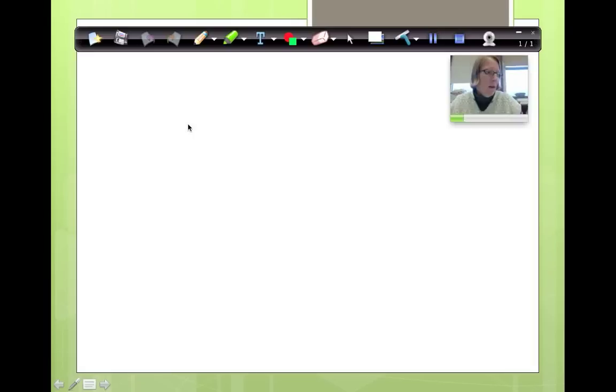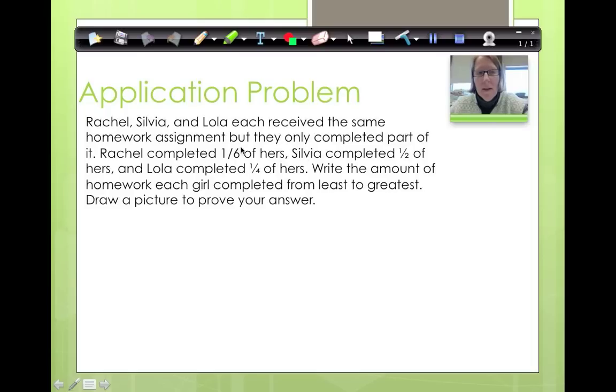Now, let's move on to the next thing. We need to do our application problem. Okay, this time we have 3 girls. Rachel, Sylvia, and Lola each received the same homework assignment, but they only completed part of it. Rachel completed 1/6 of hers. So let's underline Rachel. Completed 1/6 of hers. Sylvia completed 1/2 of hers. And Lola completed 1/4 of hers. Write the amount of homework each girl completed from least to greatest. Okay, and draw a picture to prove my answer.